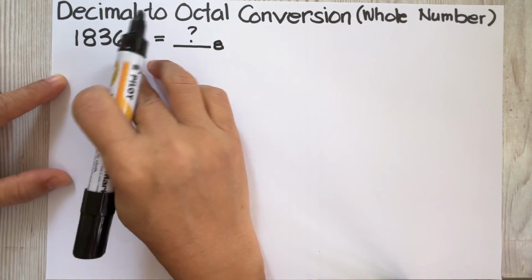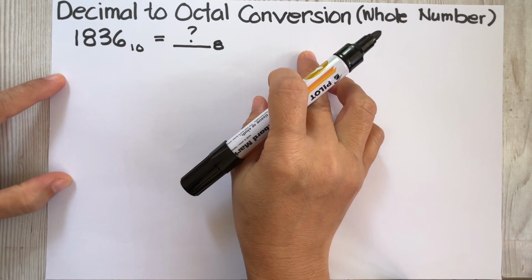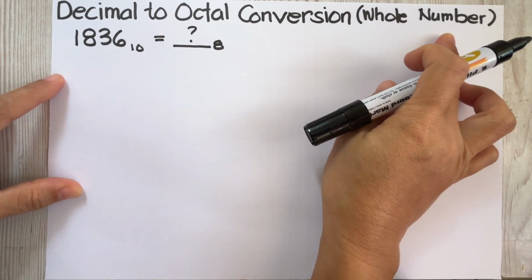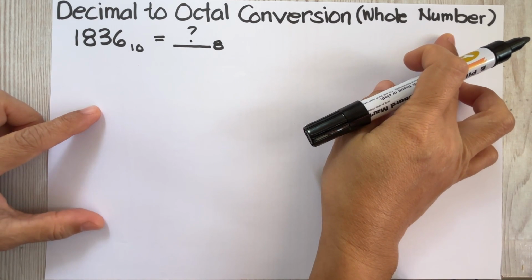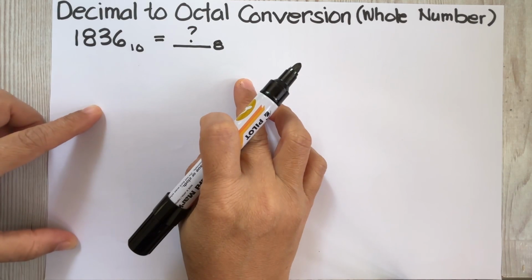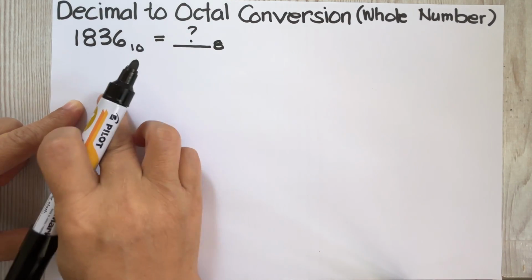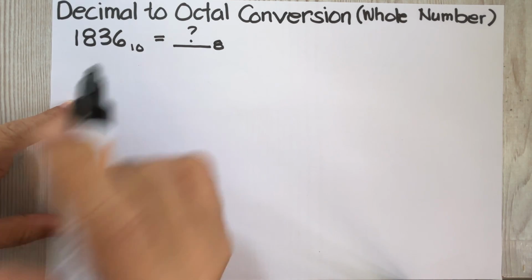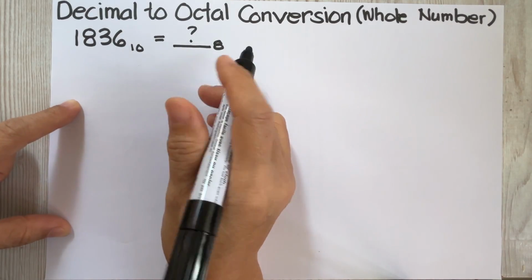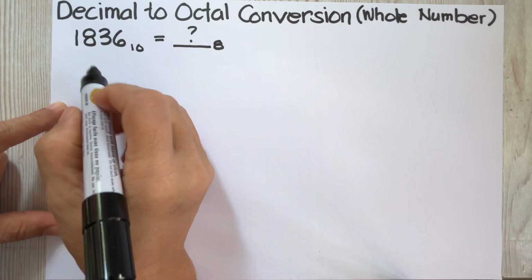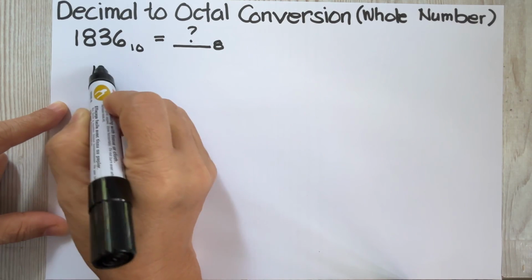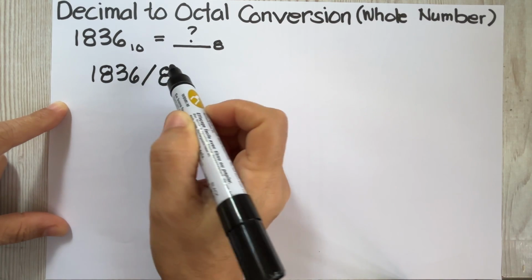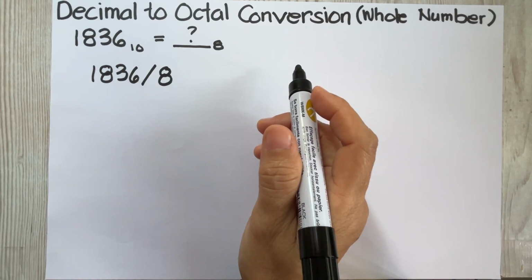To convert a decimal number to its octal equivalent, we have to do a series of divisions since we are converting whole numbers. Since the base of octal is 8, our divisors for our series of divisions is 8. So this is how it is being done. Let's start with 1836 divided by 8. That is equivalent to 229.5.